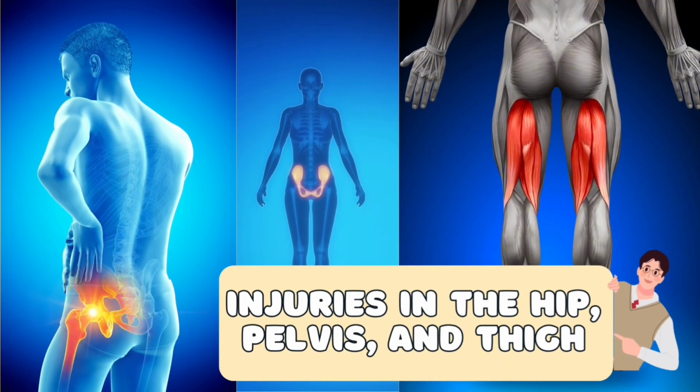Now let's move on to the injuries in the hip, pelvis, and thigh. These body parts are very important because they give us strength and power for movements such as running, jumping, and kicking. They also provide stability when we walk, stand, or even sit. However, because these areas are heavily used in sports and daily activities, they are also prone to injuries. So I will discuss four common injuries.